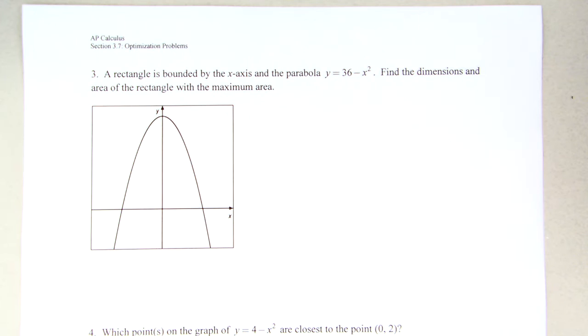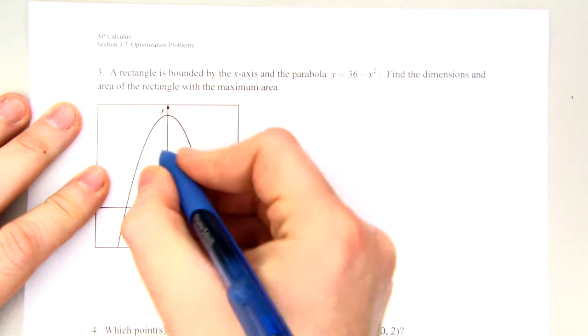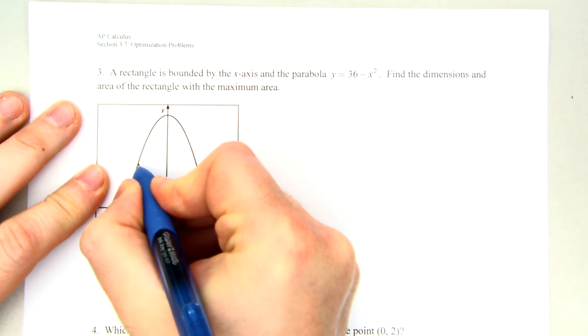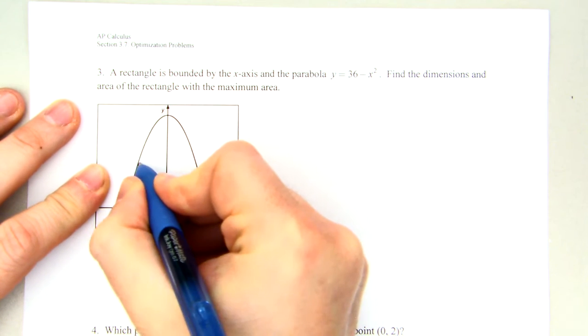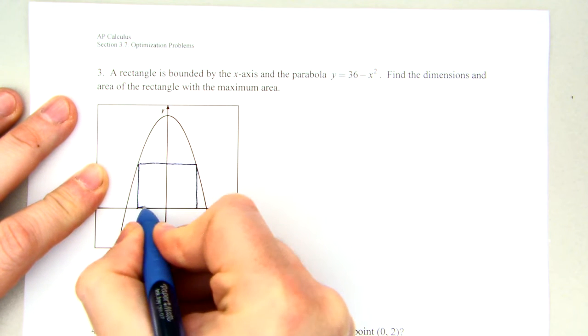Please take a moment and read through problem number 3. I think the first thing we need to do is draw in this rectangle. Well, if I'm bounded by the parabola and the x-axis, maybe it looks something sort of like this.